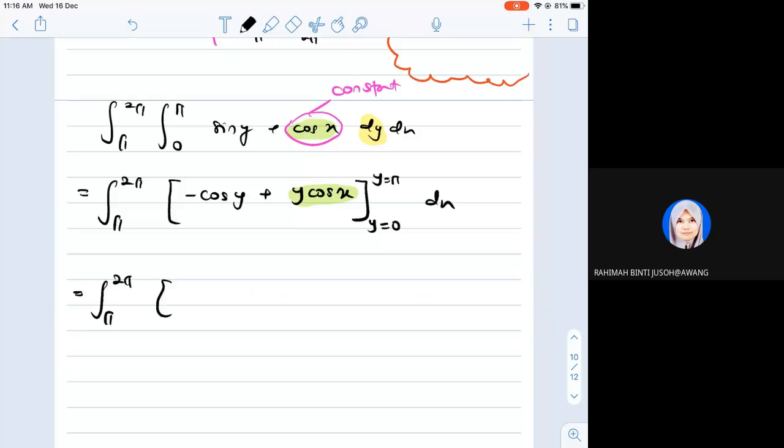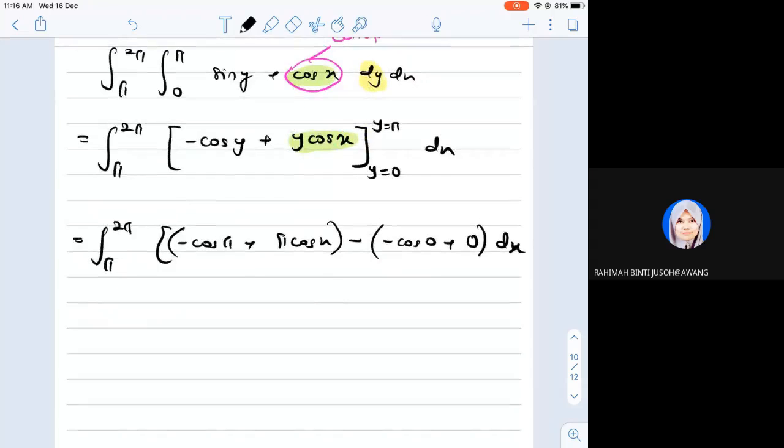We substitute the limit: negative cos pi plus, substituting y equals pi, pi cos x, minus, substituting y equals 0, negative cos 0 plus 0, since y equals 0 multiplied by cos x becomes 0, nothing left because the 0 is in front, dx.